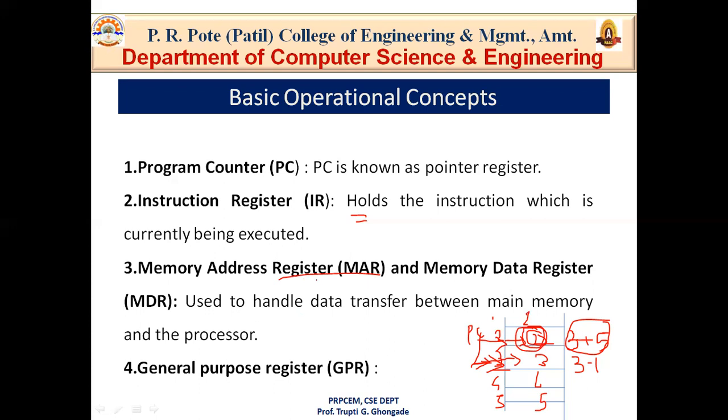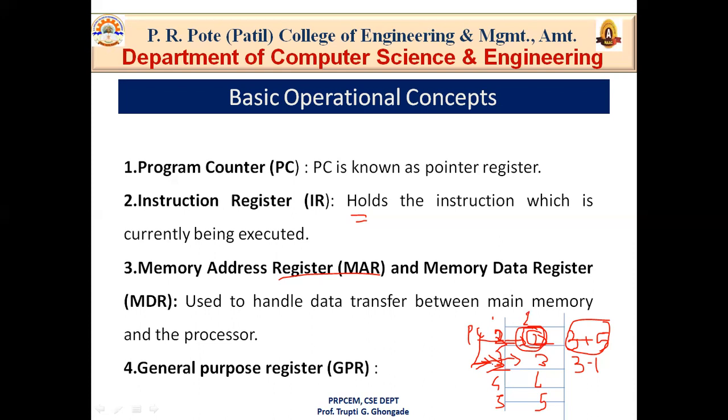So memory address register is responsible for transfer between main memory and the processor. It holds the address of the main memory location with which the processor is currently communicating. That means your processor is fetching 3 plus 5, and the memory address register holds the address, memory location 2. And then memory data register, which is also called memory buffer register.